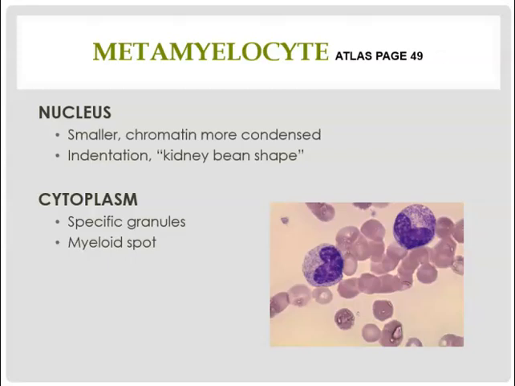This is on page 49 in your atlas. The nucleus is starting to become smaller. The chromatin is even more condensed. There's an indentation in your nucleus that starts to form what is known as the kidney bean shape. So the nucleus is no longer a round or oval shape, it's this little bean shape. The cytoplasm has specific granules in it, so we're going to be able to tell which type of cell it's probably going to be, whether it's going to be a neutrophil, basophil, or eosinophil. And the myeloid spot is usually still visible in this stage.